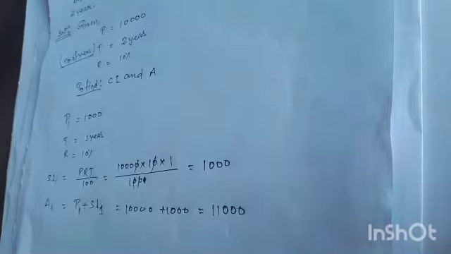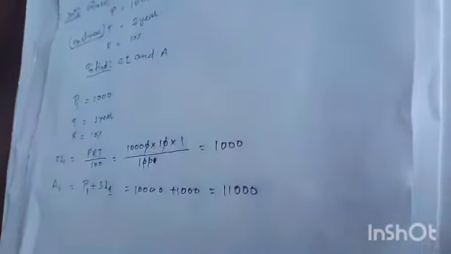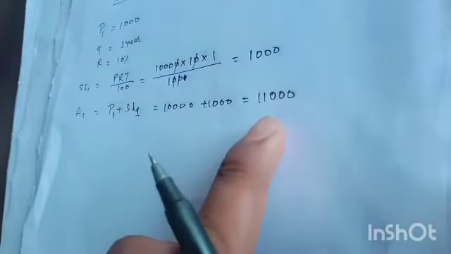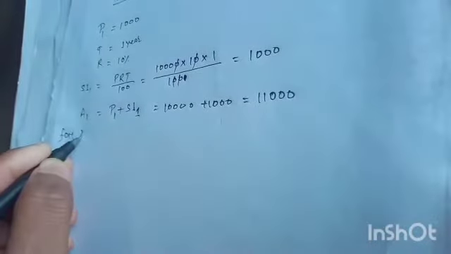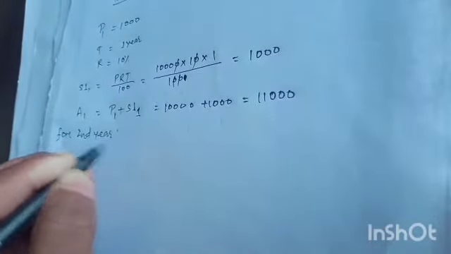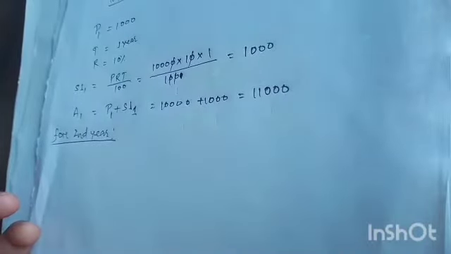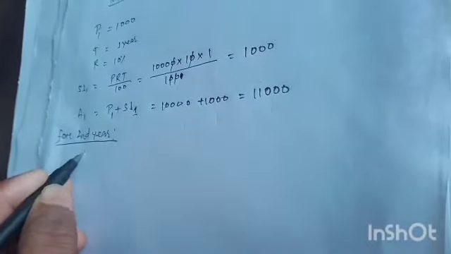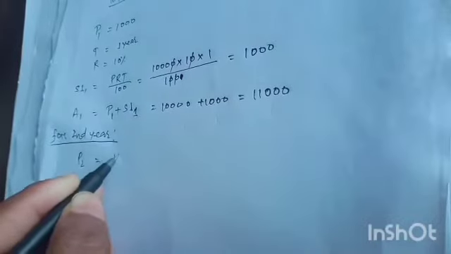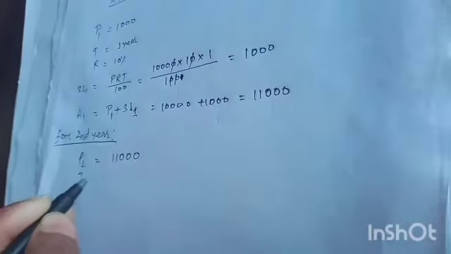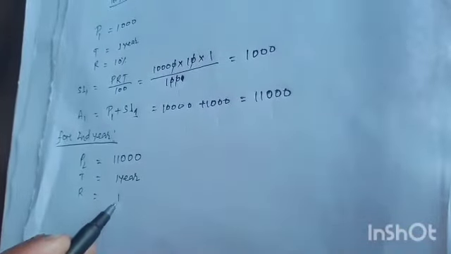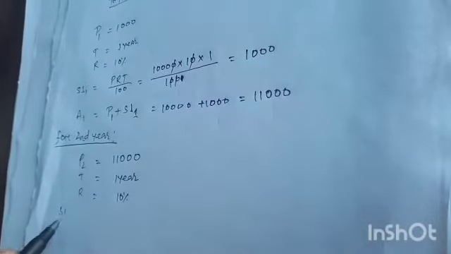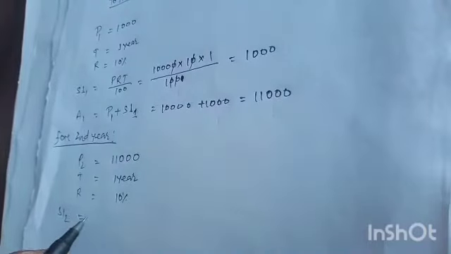After the first year, the amount will be 11,000. So next year he has to pay the 10% interest on 11,000. For the second year, principal 2 is equal to 11,000. Time is 1 year, because for the second year we count only 1 year, right? The rate of interest given is 10%. And then SI2 is equal to how much?